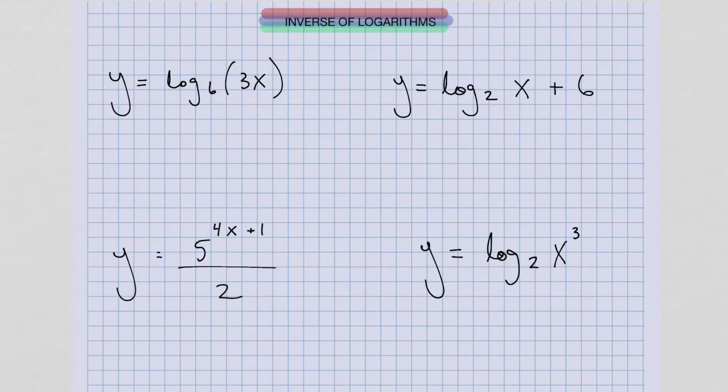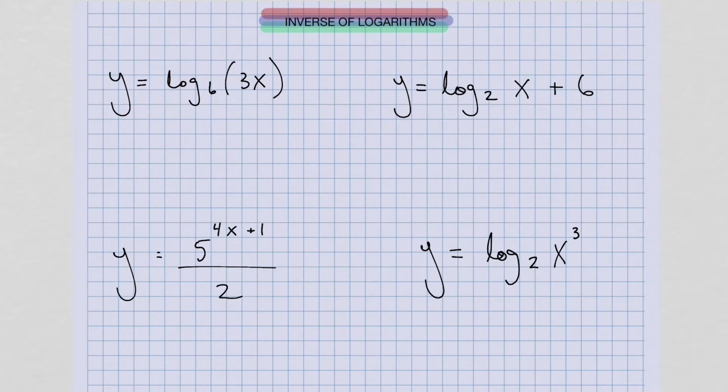Good day. Today we're going to be doing the inverse of logarithms. So we have three logarithm problems here. Okay, we're going to be doing the inverse of these. And one of these is an exponential equation. The reason I included this exponential equation with these three logarithm equations is that it uses similar concepts.